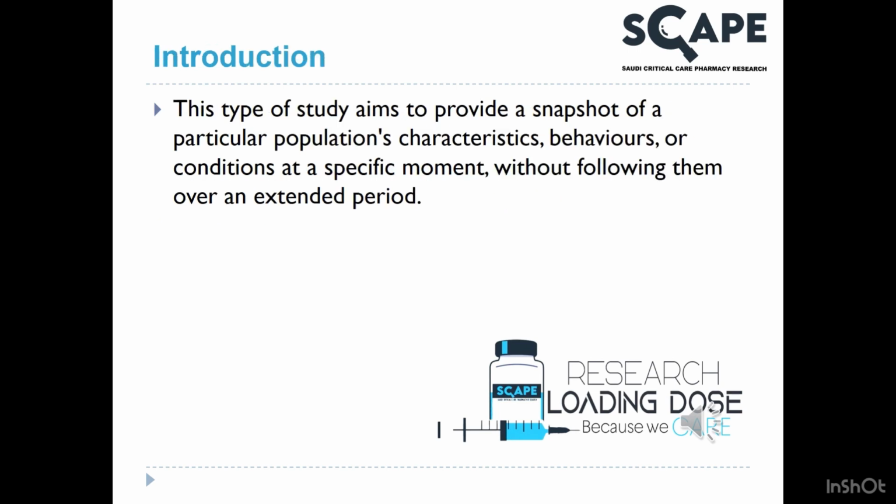So cross-sectional study designs can be conducted in any field such as epidemiology, sociology, psychology, or medicine. Cross-sectional studies are usually conducted to collect data at a single point in time from a representative sample of a population. These types of studies usually aim to provide a snapshot of a particular population's characteristics, behaviors, or conditions at a specific moment without following them over an extended period of time.